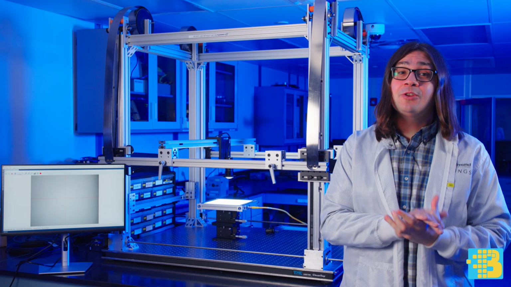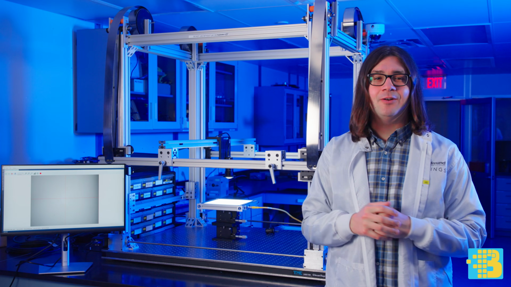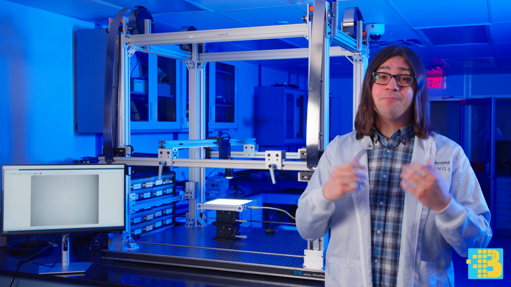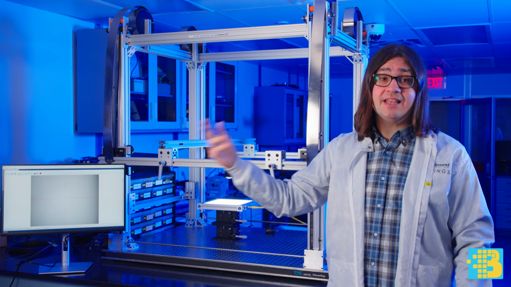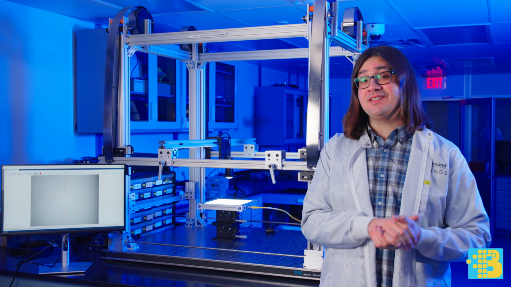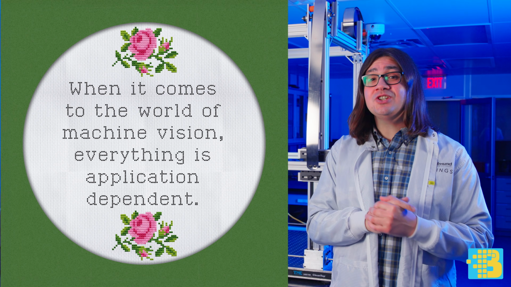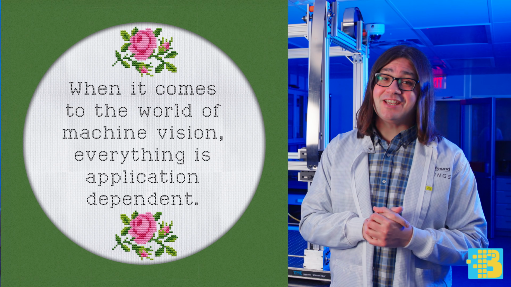Though we haven't delved into the performance of these lenses, we will in a later episode. So make sure you specify an appropriately sized lens for your application when you're looking for a lens. As Grandma always said, when it comes to the world of machine vision, everything is application dependent. So in summary, if you have a large sensor, use a larger lens. But if you have a smaller sensor, make sure you've selected a lens that matches your sensor size.